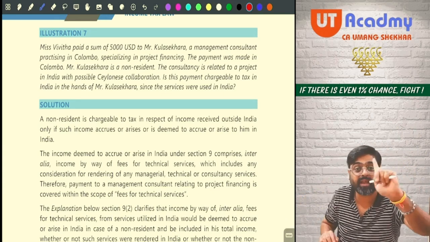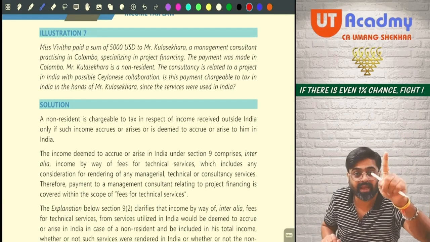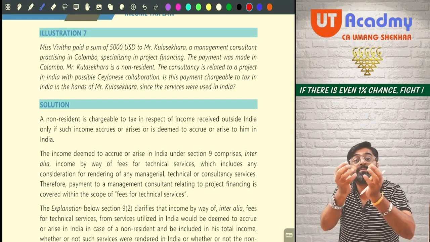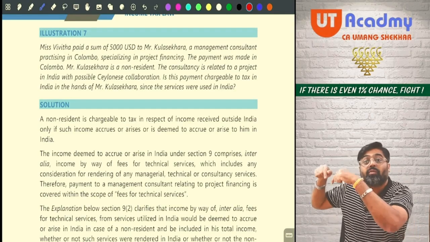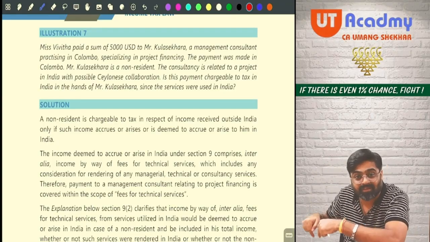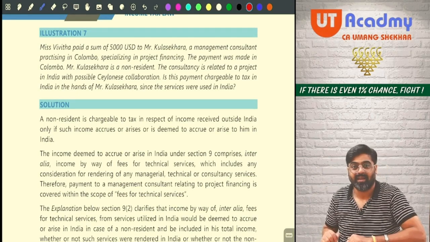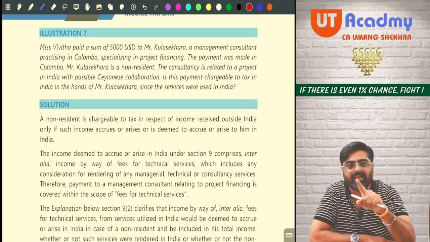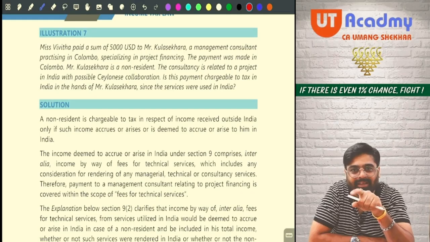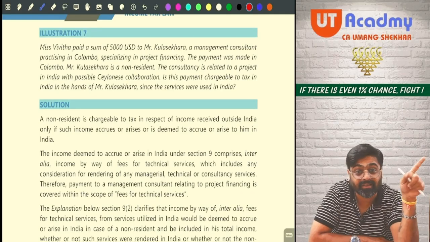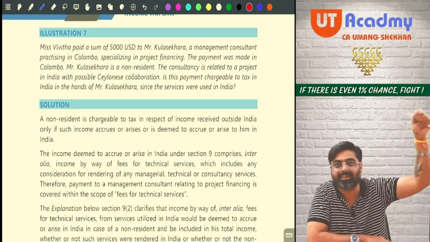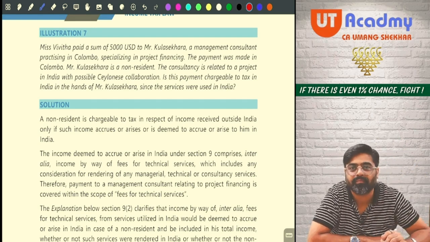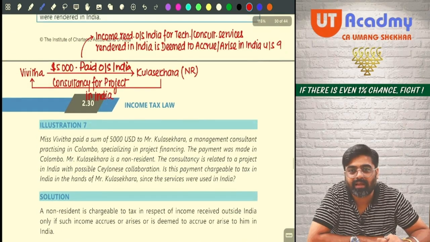So Kulshekara gave you management consultancy services for a business in India. And for that he is getting fees outside India. Can I say it is deemed to accrue or arise in India? Because it is coming from a resident. Vivita is a resident giving this income. Section 9, classic example. See what I have done here.